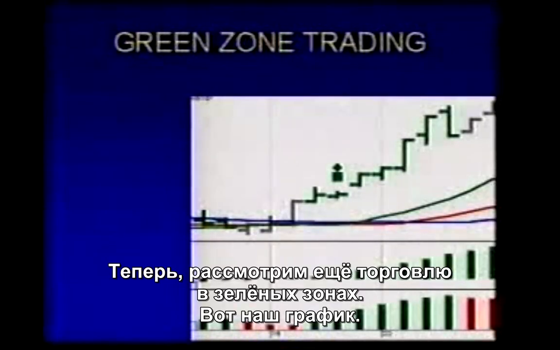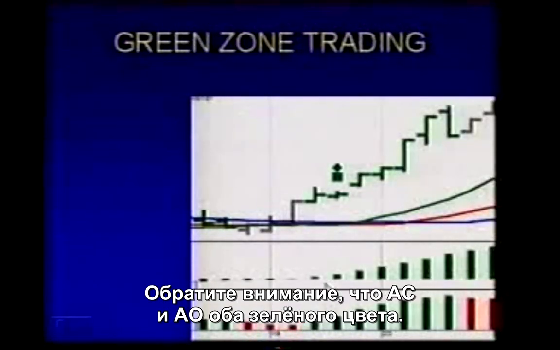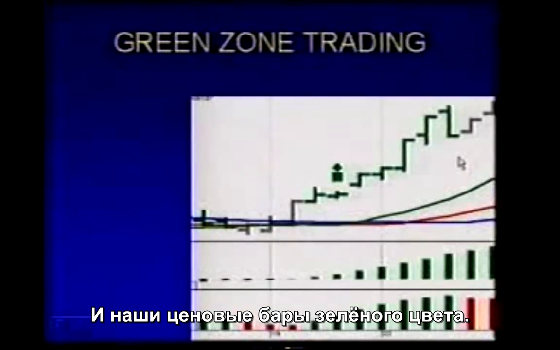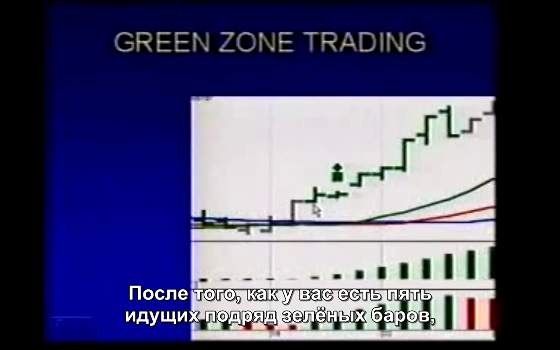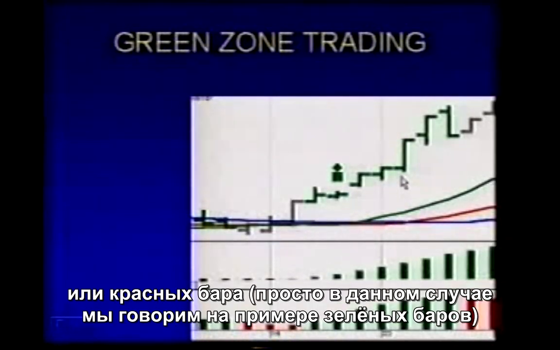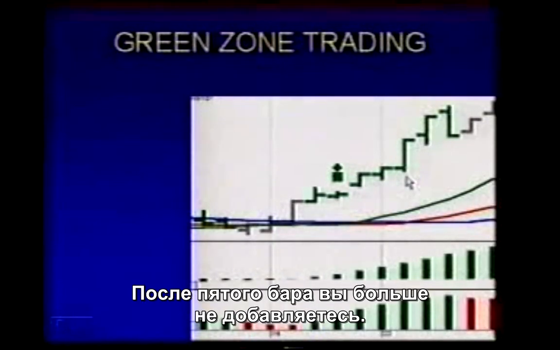Now let's take a look at some more green zone trades. Here's our chart. Notice that the AO and AC are both green, and our price bars are painted green. Now, something we haven't discussed and I want to mention now. After you have 5 consecutive green bars, or red bars, at this point we're just discussing green bars, after 5 you will not take any more zone add-ons.